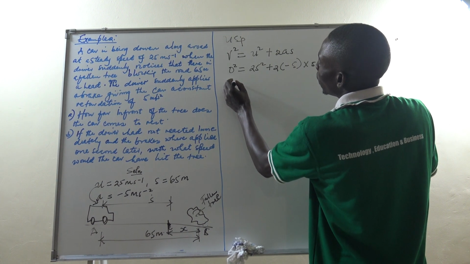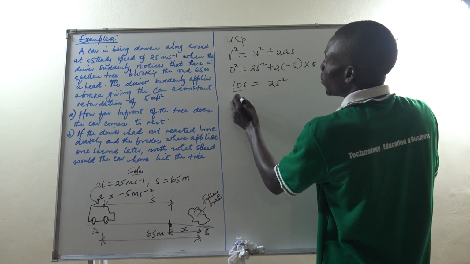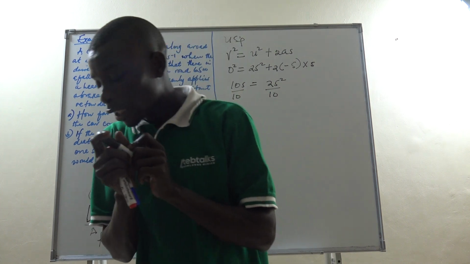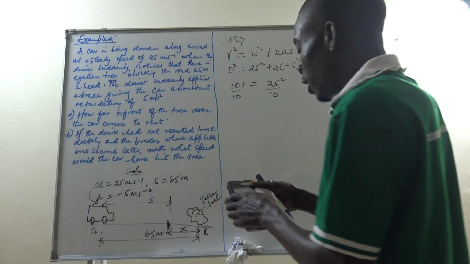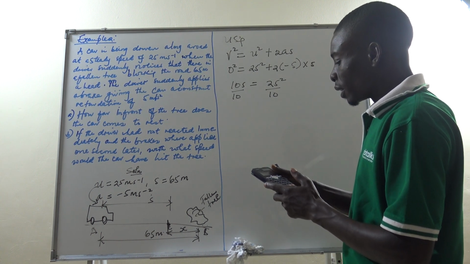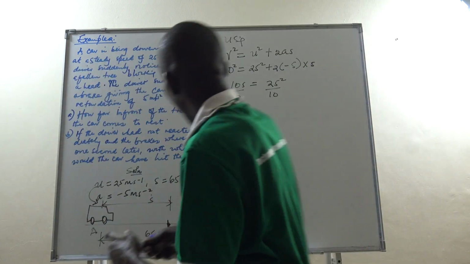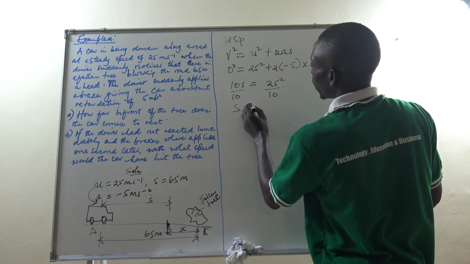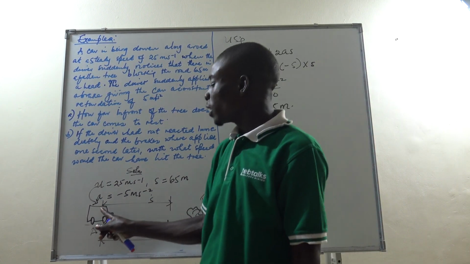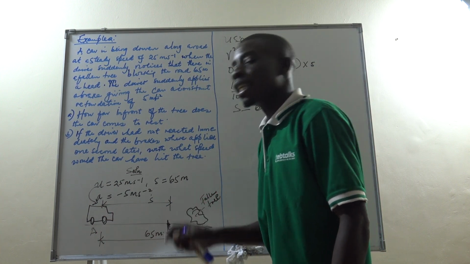I can take it to say now, this is 10s equals 25 squared. So you divide both sides by 10. 25 squared divided by 10 is 62.5. Okay? I hope you're also getting that. s equals 62.5 meters. Is that okay? So that means in the process of braking, this guy traveled a distance of 62.5 meters and now he ended here.